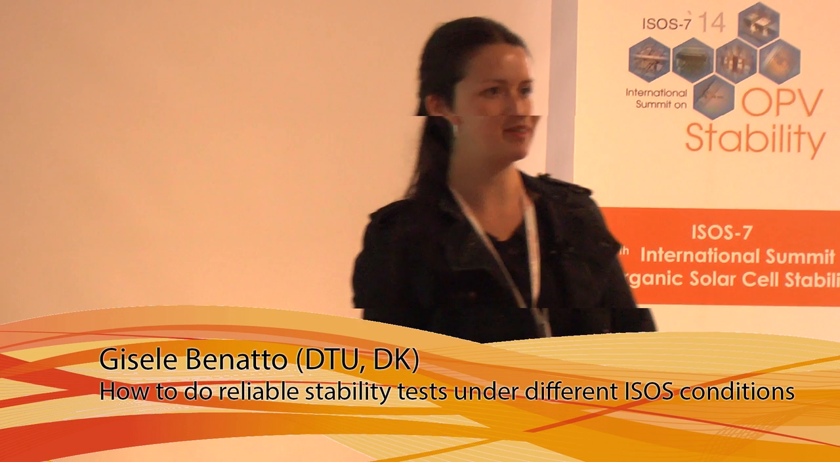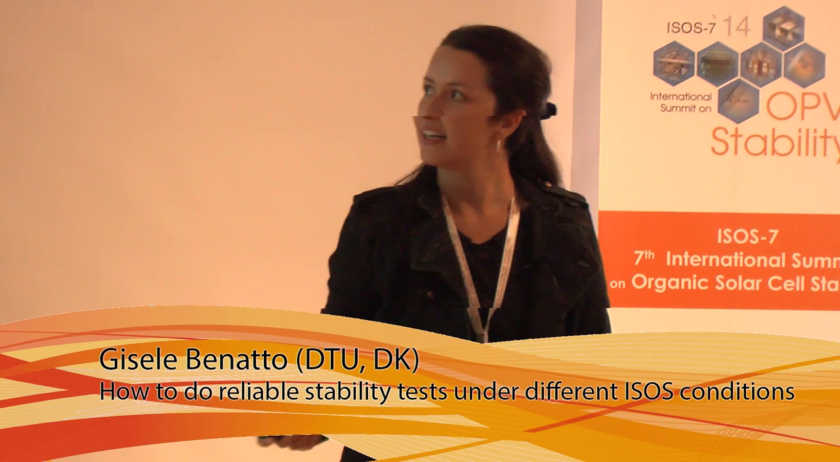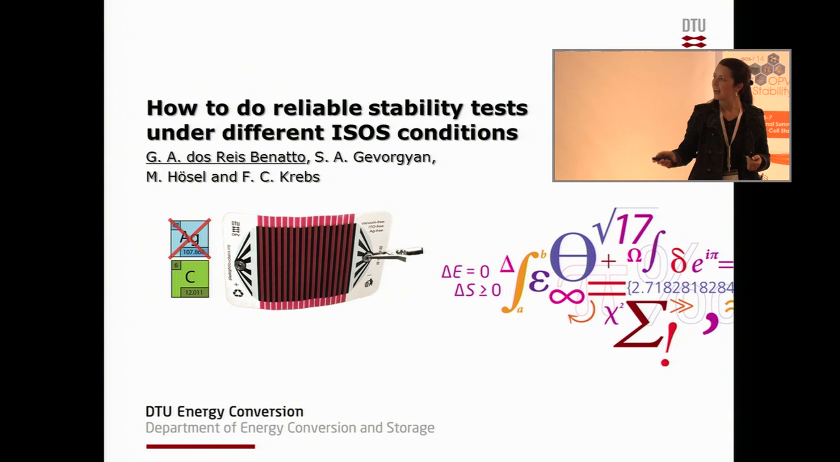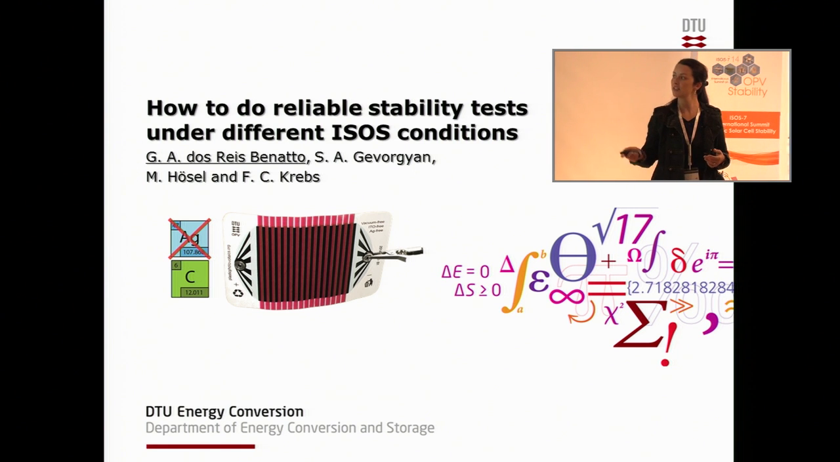As I was presented, my name is Gisele, and I'm a PhD student at DTU. I will present this work, which is a conclusion on how to make reliable stability tests using the ISOS conditions, the ISOS standards. Some years ago, this group replaced ITO with silver-based modules, where you use silver in the electrodes. And now for the future, some modules are being developed that don't use silver at all; we are replacing it with carbon.